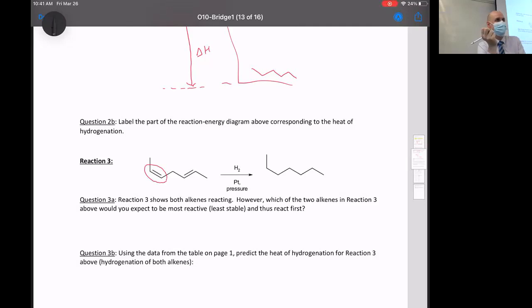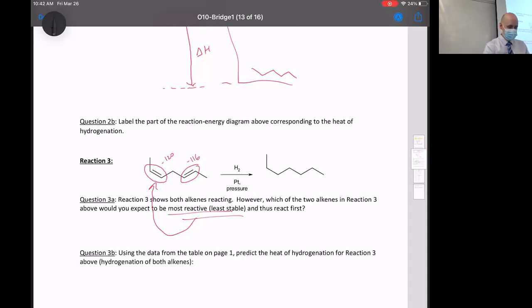You can just flip back, totally fine. Negative 120, great. And this one right here would be, yeah, good. All right. And so you're right. The one that would be most reactive or least stable would be this one right here. So that would be the one that we would expect to react first.